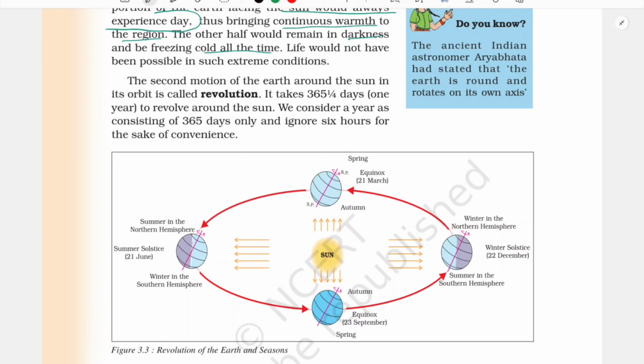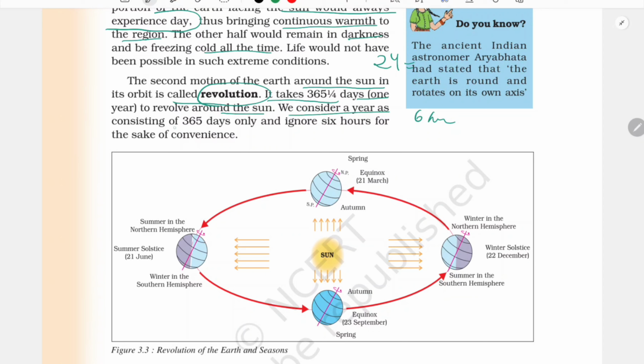So let us start. The second motion of the earth around the sun, its orbit, is called revolution, as all of us know, and it takes 365 and a quarter days. Why a quarter? Because a quarter of 24 hours will be 6, isn't it? So 6 hours. So it takes 365 days and 6 hours to revolve around the sun.